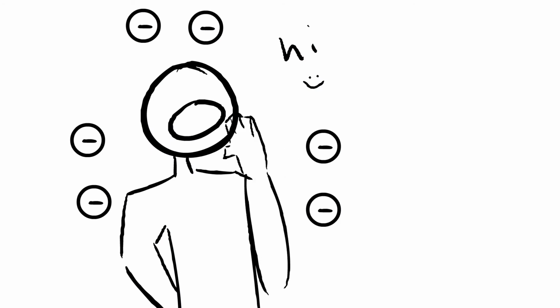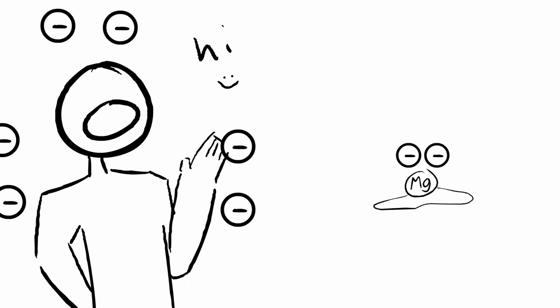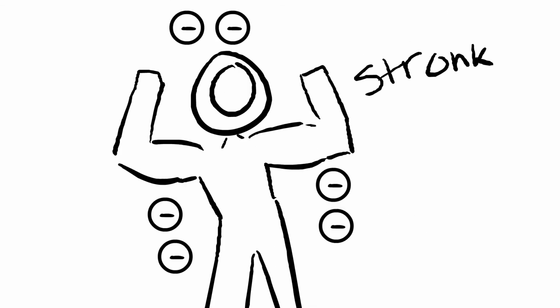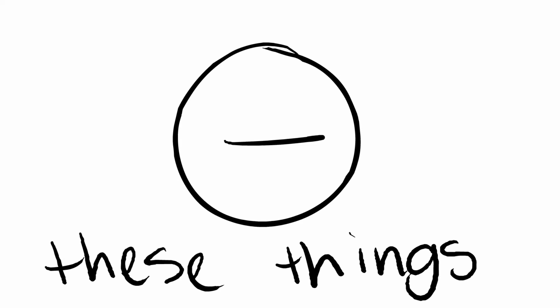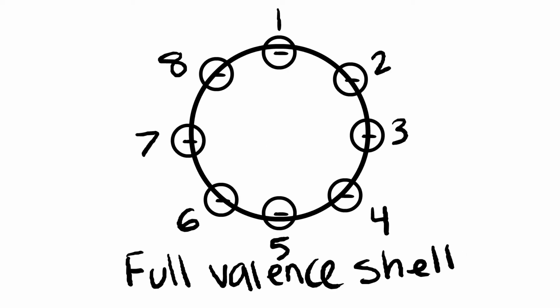What is oxygen? Oxygen just absolutely destroyed magnesium for no particular reason. He's a big bully, hungry for valence electrons, and that's why he's epic. Valence electrons are the electrons on the outer energy level of an atom. Atoms want to have a full valence shell, meaning that there are 8 electrons in their outer shell.